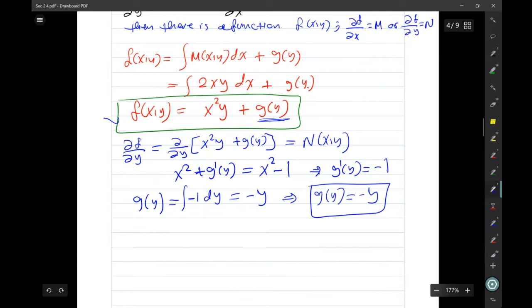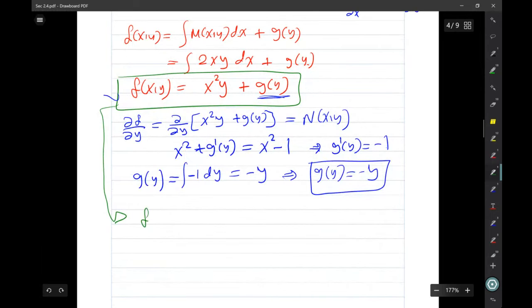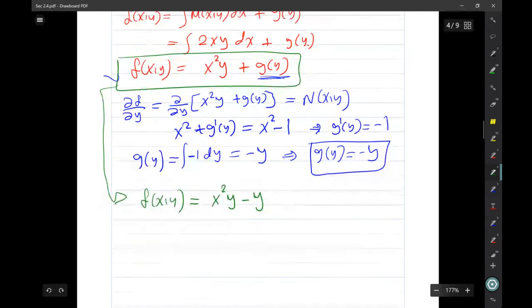So you found g of y. Now go back to this function again. This function now becomes f of x, y equals x squared y minus y. And you found the function f of x, y.